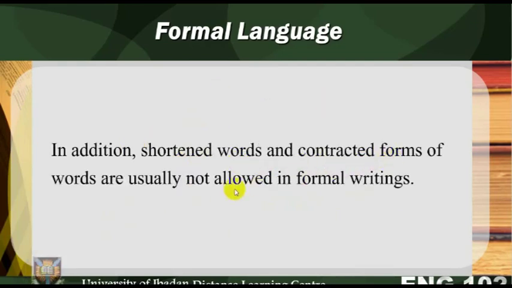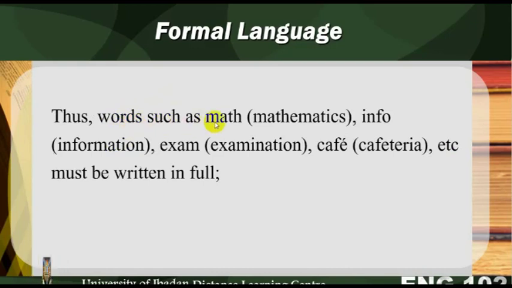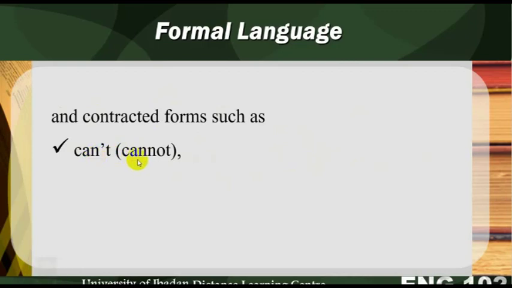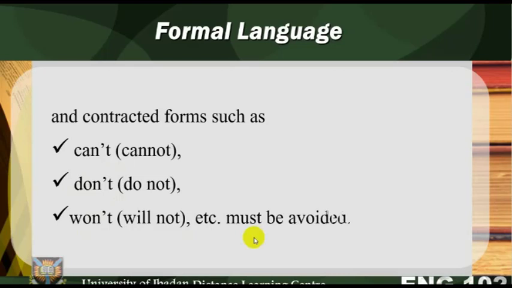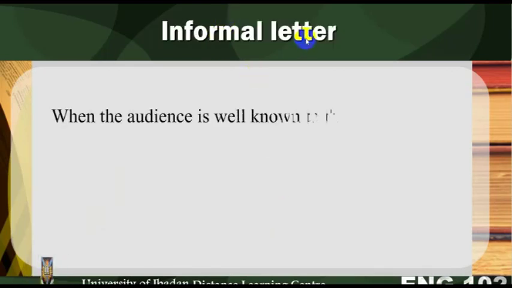In addition, shortened words and contracted forms of words are usually not allowed in formal writings. Thus, words such as math, mathematics, info, information, exam, examination, cafe, cafeteria, etc. must be written in full, and contracted forms such as can't, cannot, don't, do not, won't, will not, etc. must be avoided.